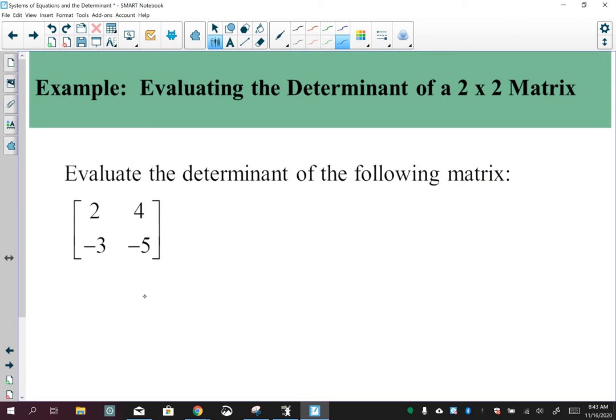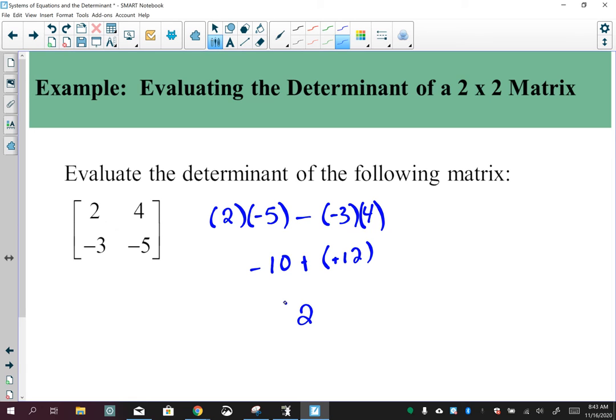Same thing. So if I'm sitting here, I'm going to go 2 times -5 minus -3 times 4. So it gives me -10 minus -12. That winds up being a positive, so I wind up with a 2 as my answer.